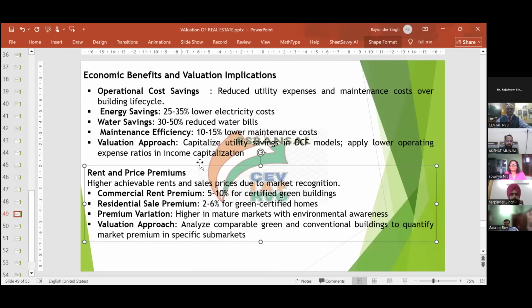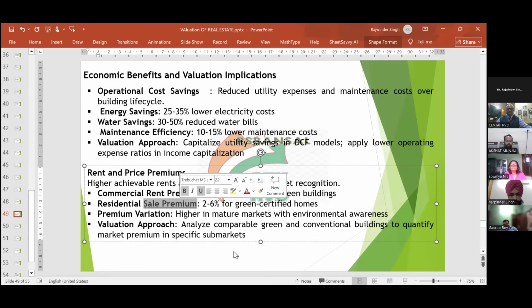Green buildings will lead to rent and price premiums. Rents of green buildings will fetch higher rental, and they will increase sale values. Commercial rent will increase by 5 to 10%. Residential sale prices will increase by 2 to 6%.